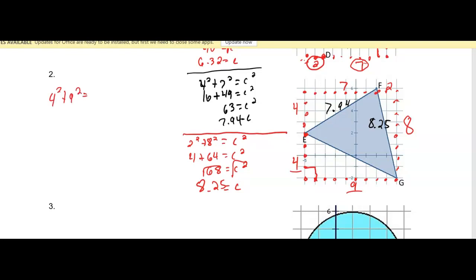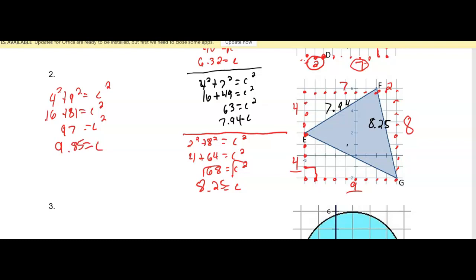So 4 squared plus 9 squared equals your hypotenuse squared. Square each of those. What is that? 97. And then we see that our C is 9.85.